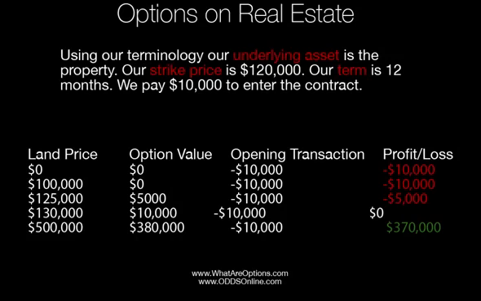Now there's another way to do this transaction that would probably be a little bit easier. Instead of exercising our right, we could just simply sell the option to the oil company for $380,000. Then they could go and exercise the right if they wanted to. This method of exit would probably save us a little bit of money on the transaction costs.